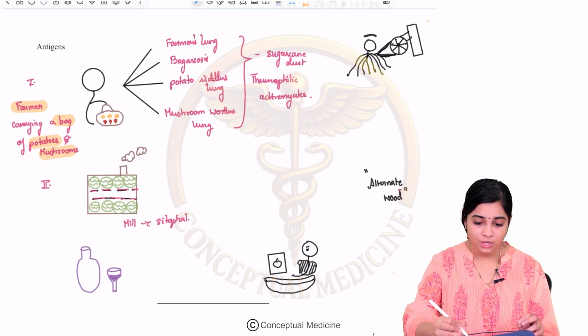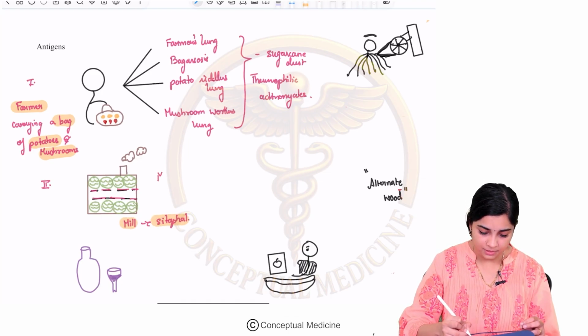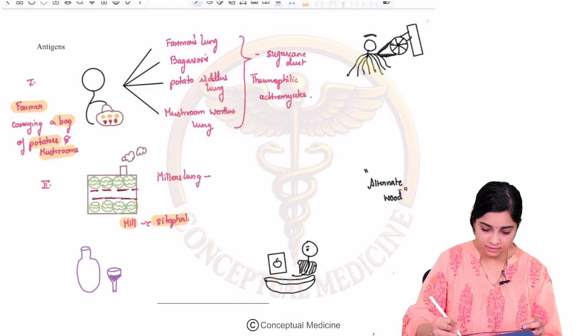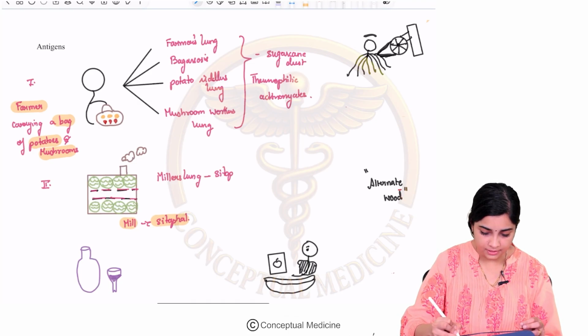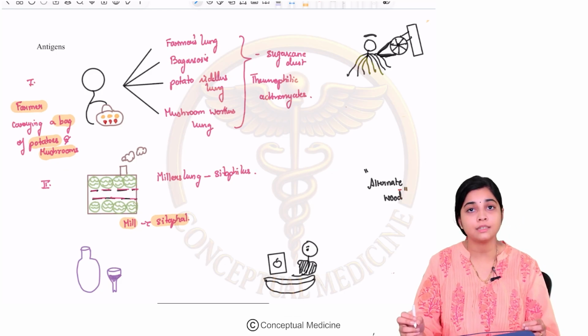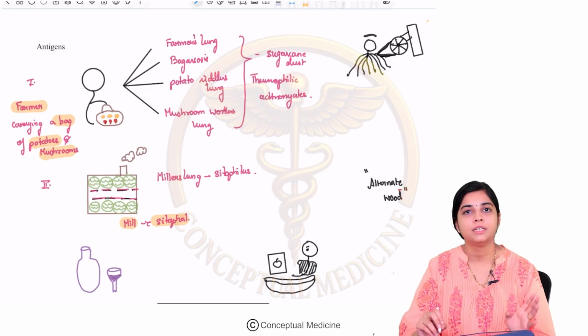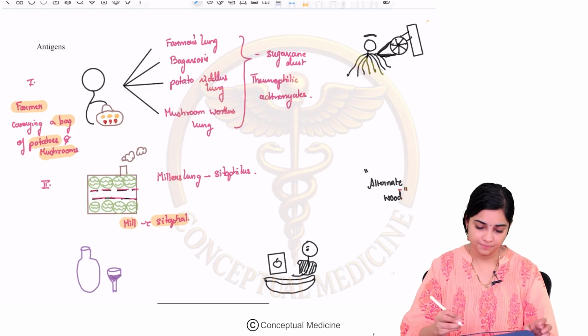Okay. So what are these 2 words going to remind you of? So you remember miller's lung. Miller's lung is due to Pseudophilus species. Miller's lung is due to Pseudophilus species. So mill made up of sitafal, miller's lung due to Pseudophilus species.